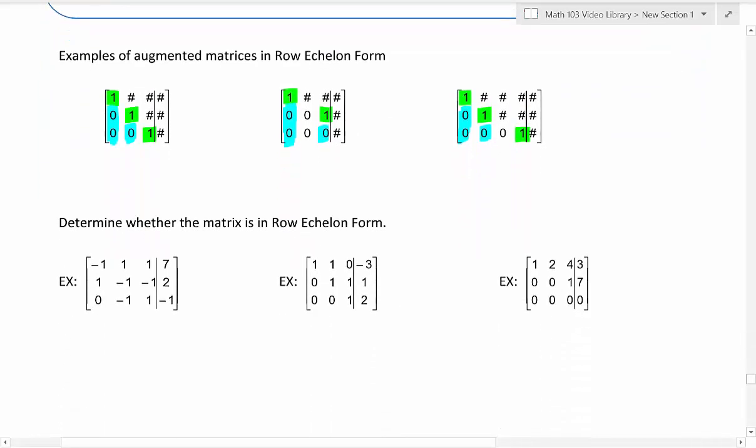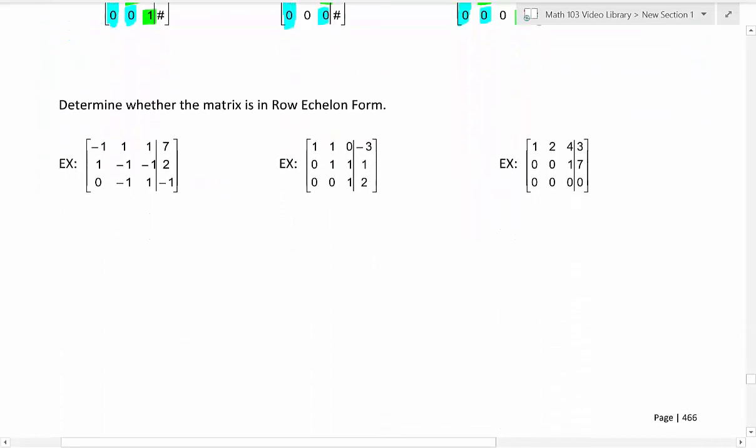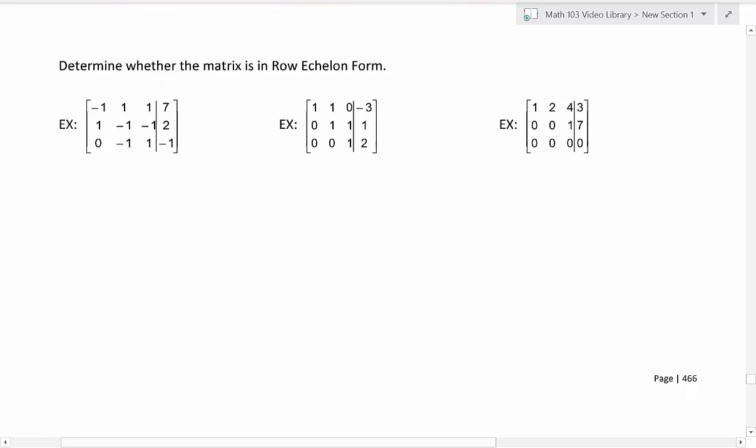So let's take a look at these matrices and determine whether they're in row echelon form. This is going to be an important skill for us because I'm going to give you a system of equations. You're going to write it as an augmented matrix and then transform it into row echelon form. We need to know what row echelon form looks like so that we know that we're transforming it to the right thing. So let's take a look at our first matrix.